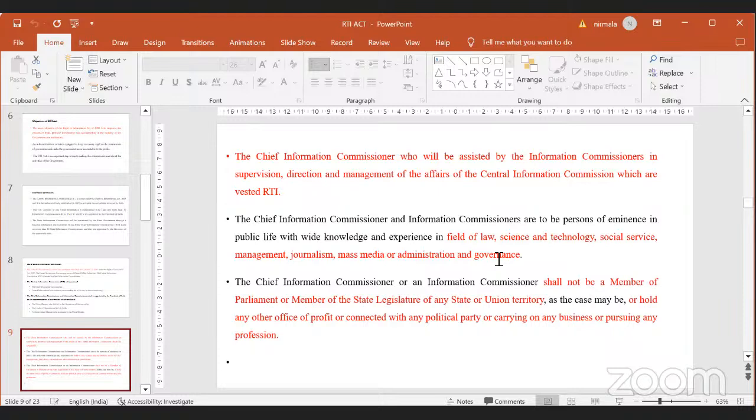So they are to be appointed for the positions of the Central Chief Information Commissioner and the Central Information Commissioners of the Central Information Commission.